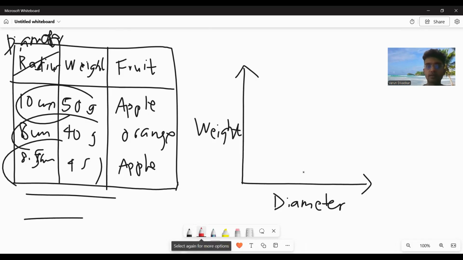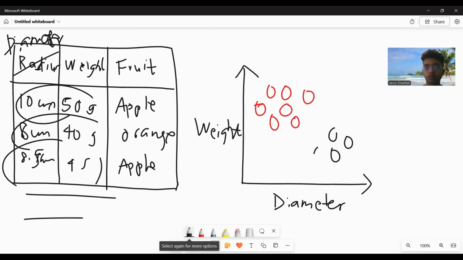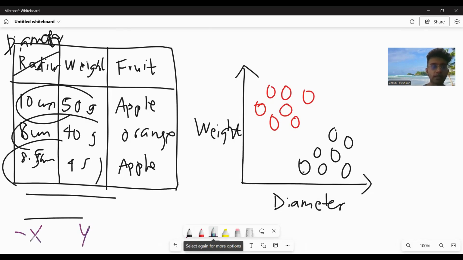Typically, what you're going to get is some fruits, all the apples, categorized into one clump, and then let's say these are the oranges, in a different color. And now I have another row in this table, where I have a diameter of some value X and the weight of some value Y. And based on this X and Y, I want to know which category it fits into.